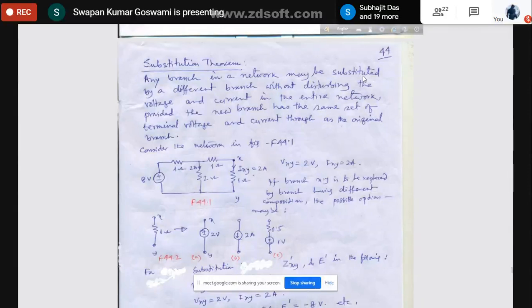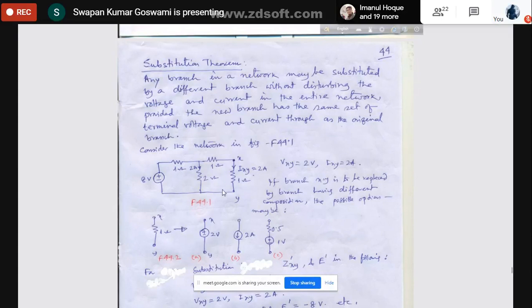So any branch in a network may be substituted by a different branch without disturbing the voltage and current in the entire network, provided the new branch has the same set of terminal voltage and current as the original branch. That means current and voltage will not change. Through the circuit element, the same current is flowing, and the same voltage is available. You are not disturbing voltage or current anywhere in the circuit, but you are representing one type of element by another. In certain situations, this will help in circuit analysis. This is the applicability and the essence of this theorem.